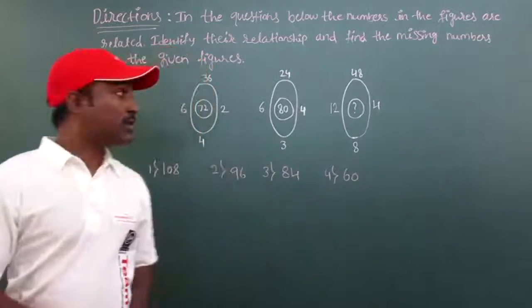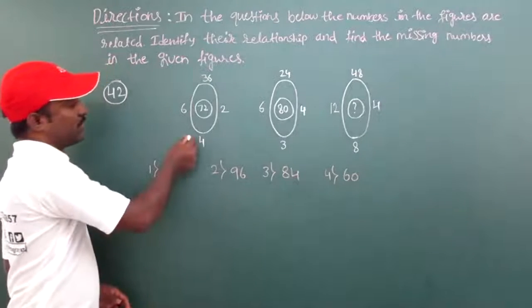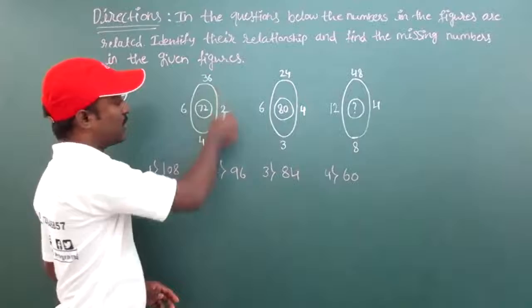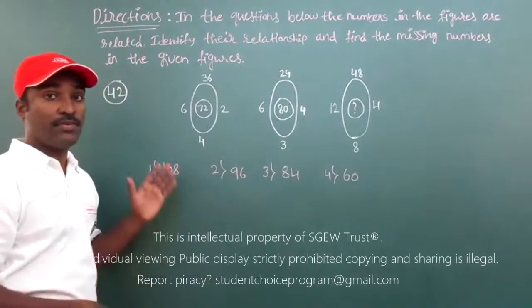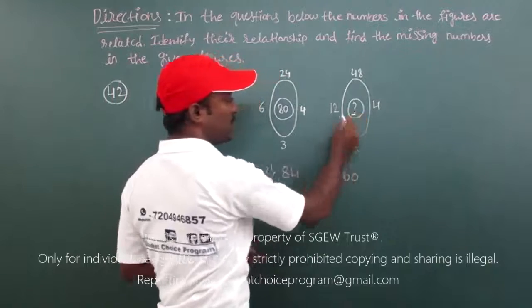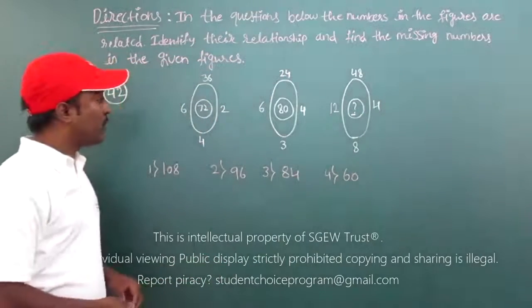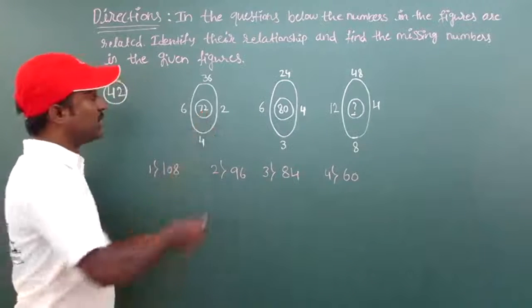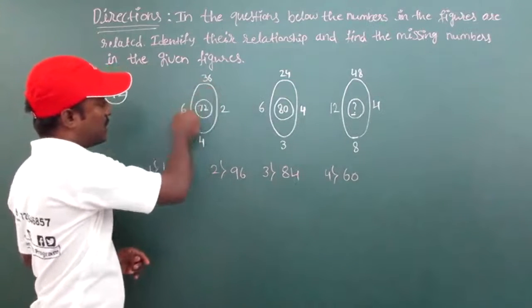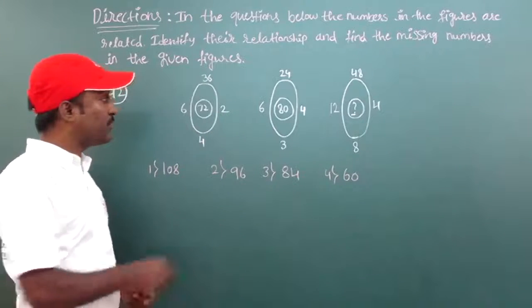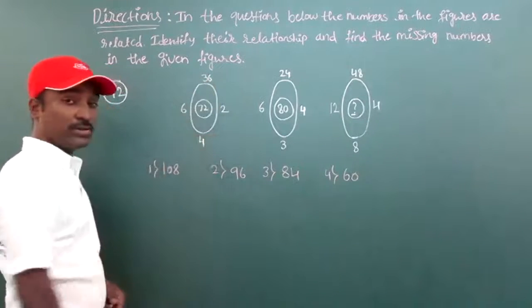So here is the question. This is the given figure and it contains some numbers. These numbers are related with some logic. So we have to find that logic and use it to find the missing number. So how can I get this 72 by using the surrounding numbers, that is 36, 6, 4, 2? How can I get 72 by using these surrounding numbers?